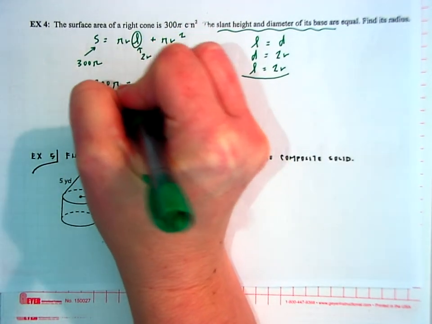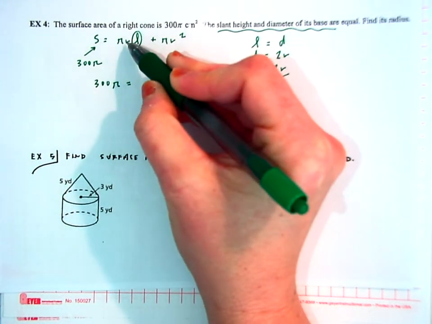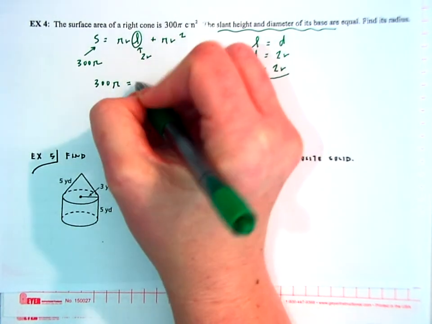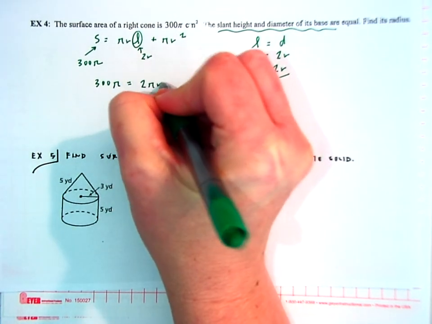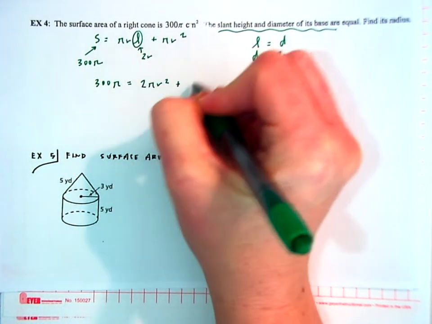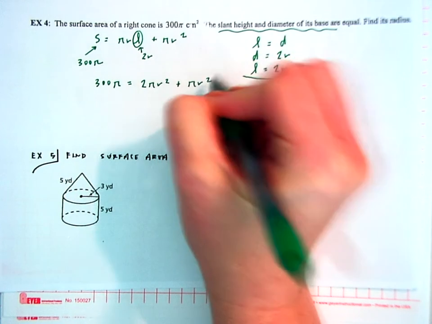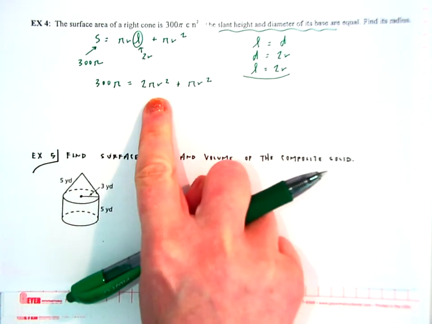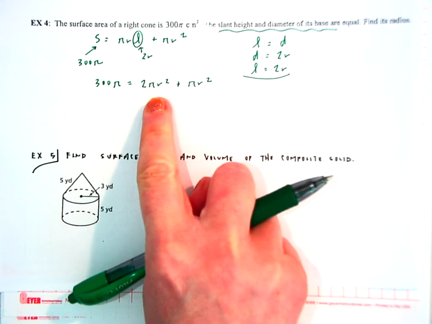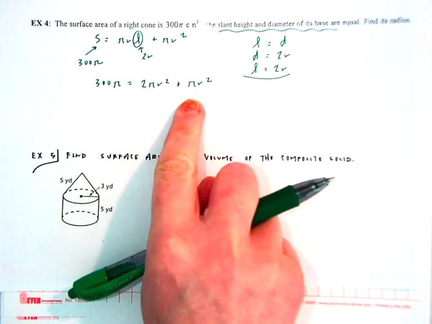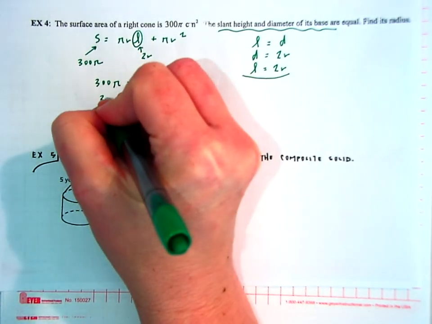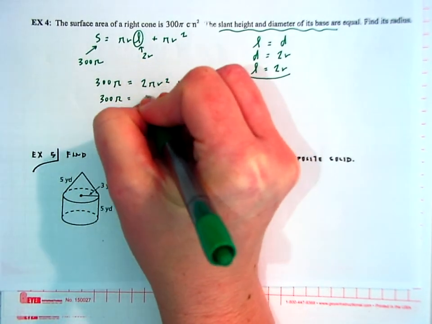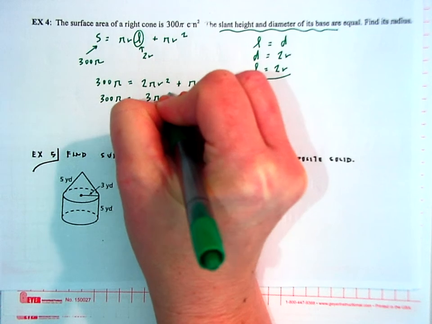So 300 pi equals pi times r times 2 times r. So 2 pi r squared. And then here pi r squared. So I actually have like terms here and here. They both have a pi r squared. Here I have 2 of them, here I have 1 of them. So I have 300 pi equals 3 pi r squared.